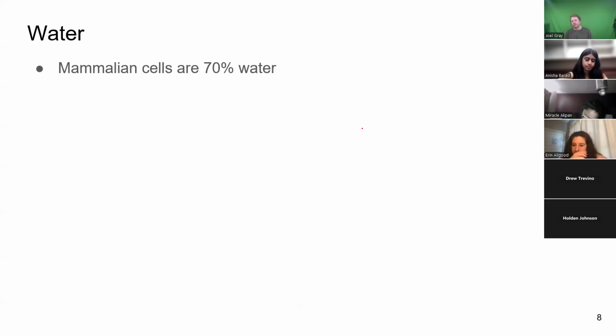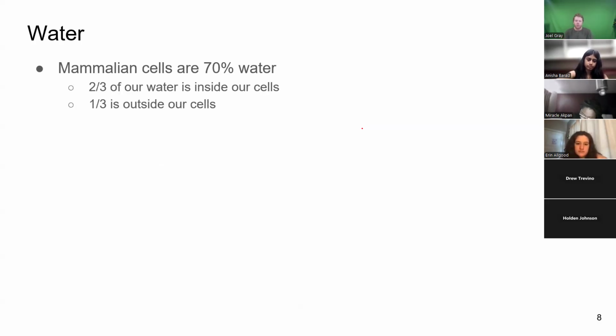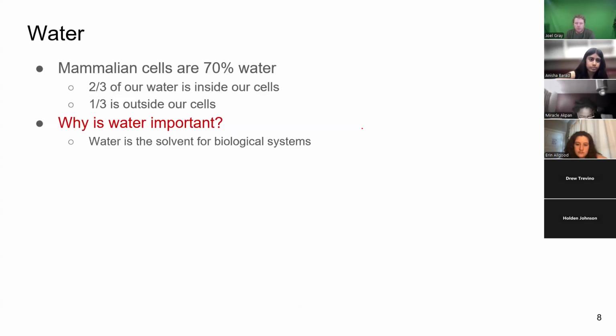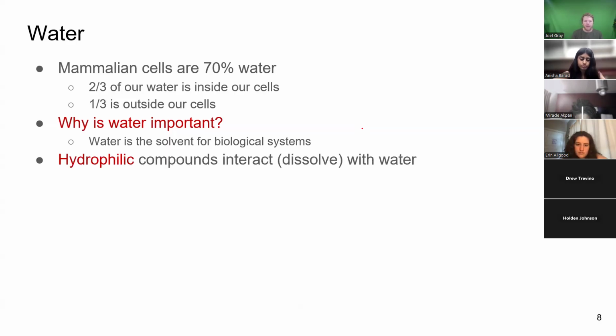So we'll move forward. Now, water. Mammalian cells are 70% water. 2/3 of our water is inside our cells, and 1/3 of our water is outside of our cells. Now, why is water important? Well, it's a solvent for biological systems. An aqueous environment is predominantly water. Water enables hydrophilic compounds, which dissolve in water, to interact. Examples of hydrophilic or water-loving compounds are polar compounds and ionic compounds.